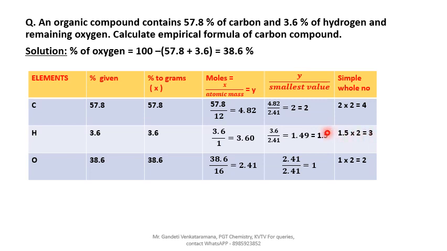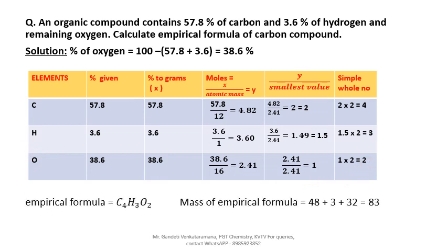So multiply, we are multiplying with 2, so multiply with 2 for all the cases. So 2 into 2, 4; 1.5 into 2, 3; 1 into 2, 2. This is the procedure. So finally, how many carbons do you have? 4 carbons, 3 hydrogens, 2 oxygens. Empirical formula, right? C 4 times, right hand side only, always lower corner. Hydrogen 3 times, oxygen 2 times. This is the empirical formula.